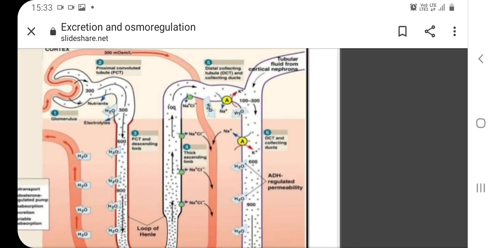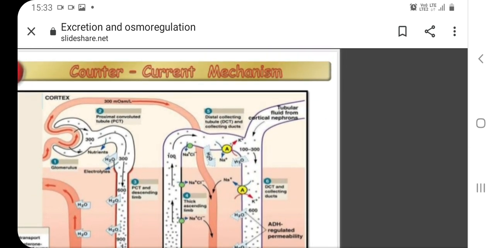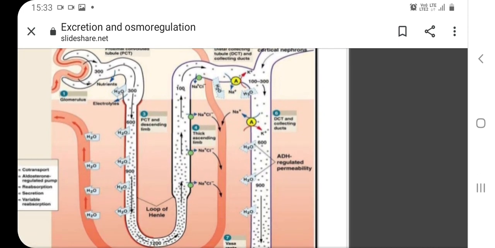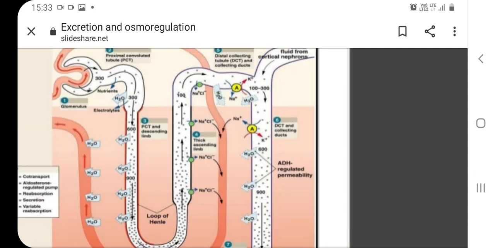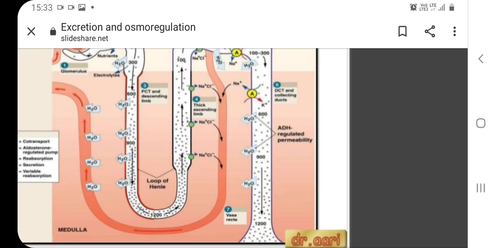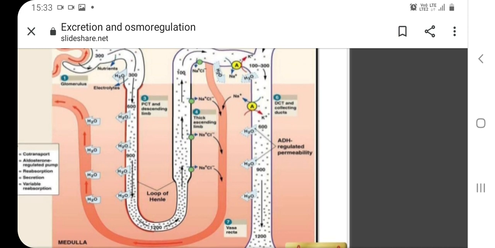Now, this is a counter current mechanism which I had already briefed you. How the counter multiplier system causes the dilution of urine, and passage of urine and conservation of salt and secretion of excess of solute and secretion of excess of water.